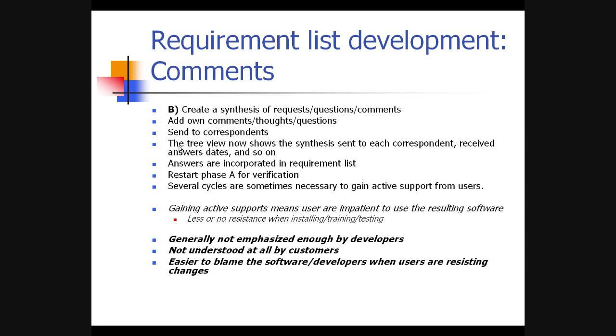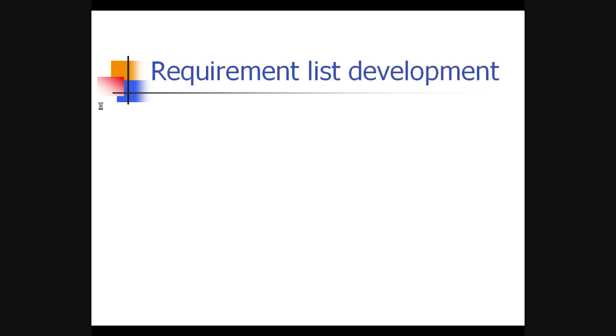So it's something that they don't know about generally, and when you have problems during the installation, training, and testing phase, it's much easier to blame the software or the developers than the users who are resisting the changes. So it's something you have to deal with, and that phase of the requirement list development is made for that.